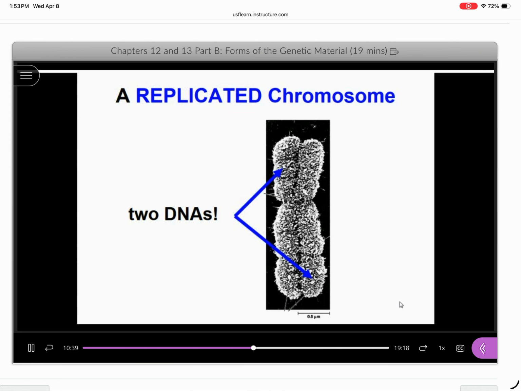What did we say? Replication, cell division. Every cell division is preceded by replication. Replication copies DNA. This is the result. There's one DNA here, highly coiled, highly compacted, that is one DNA on the left. And another DNA on the right, again, coiled and compacted.